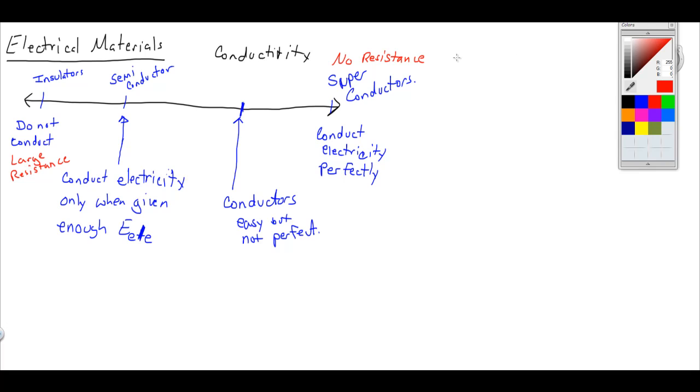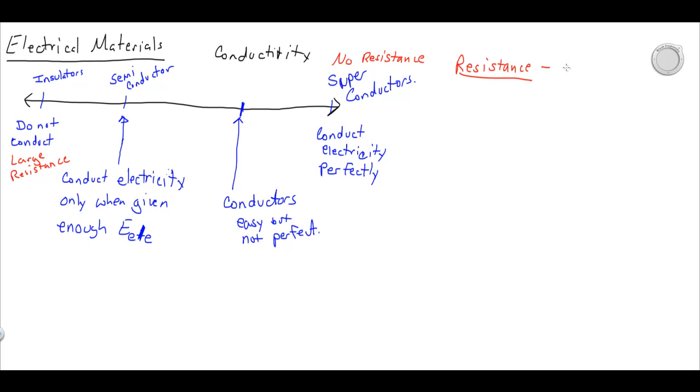Now let's talk about what resistance is. Resistance is the slowing down of electrical current in a circuit. So if we have a resistance, we have a slowing down of electrical current.